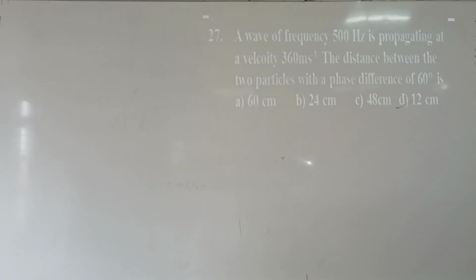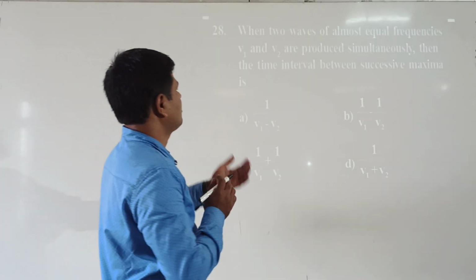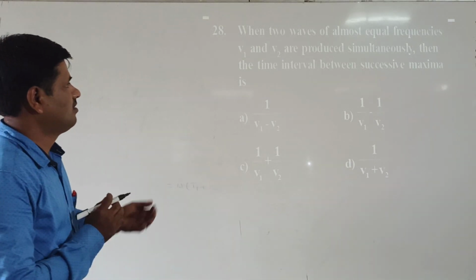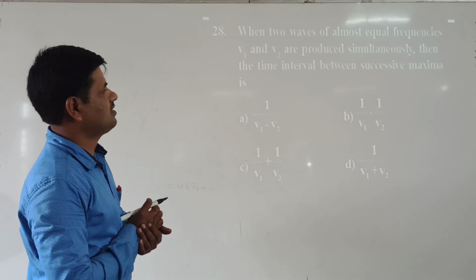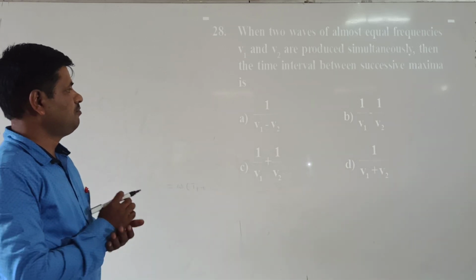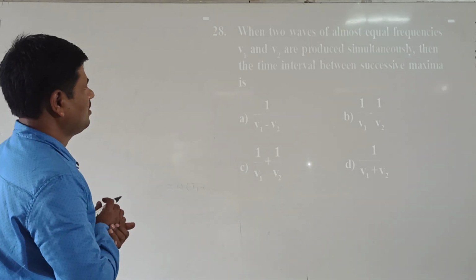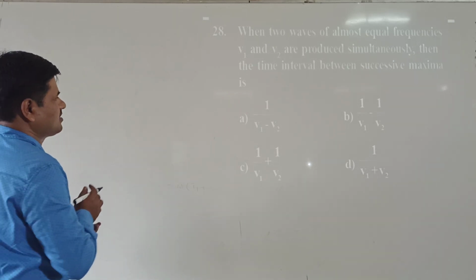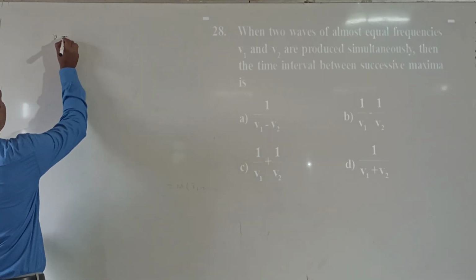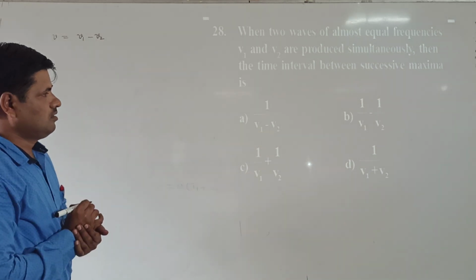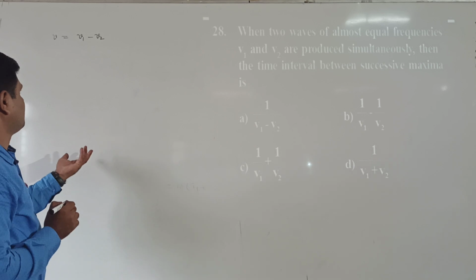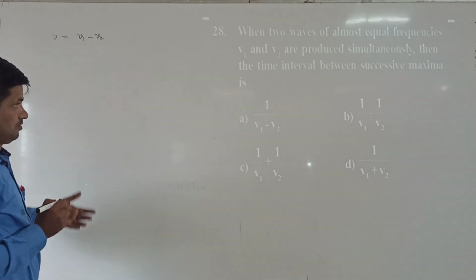Now see question number 28. Two waves of almost equal frequencies. The time taken to travel between successive maxima, that is the beat frequency, is asked here. First we find the beat frequency. Beat frequency is the change in frequency, ν1 minus ν2. If ν2 is bigger, ν2 minus ν1; if ν1 is bigger, ν1 minus ν2.